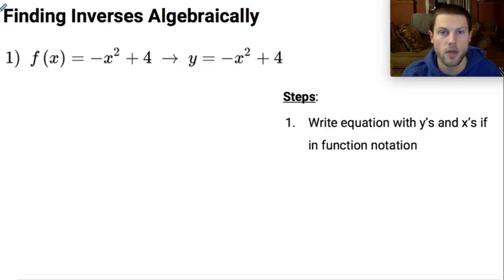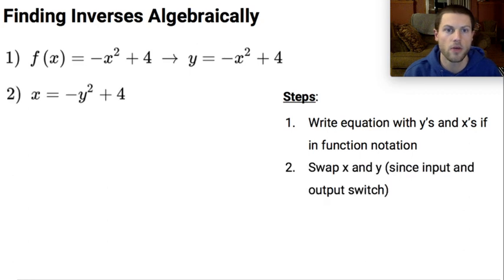First thing I'm going to want to do is write the equation with y's and x's. And we like y's and x's because we think about x as being the input, y as being the output. Here's some rule where I stick in some x value and it spits out a y value.